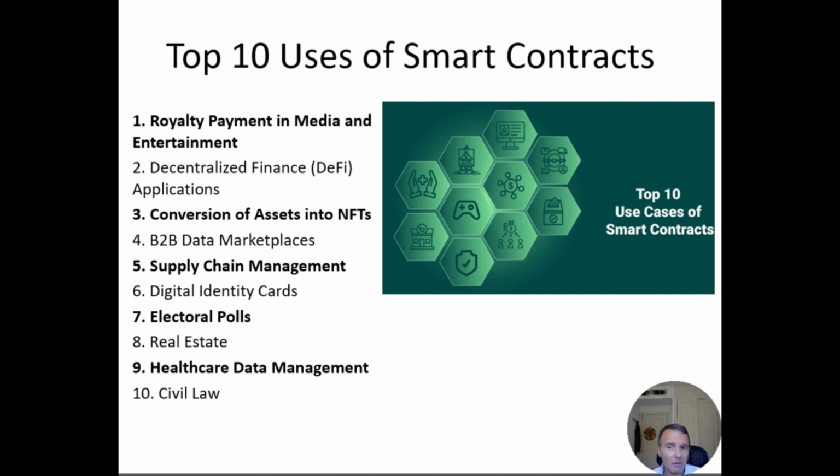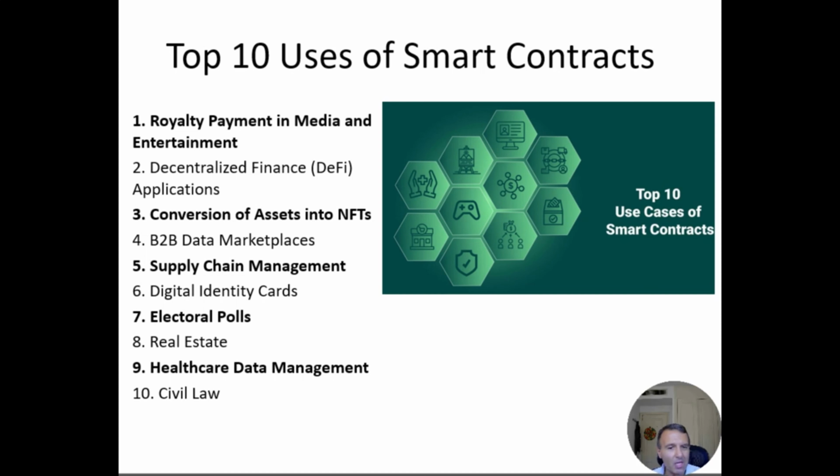Another example, in the conversion of assets into non-fungible tokens, NFTs, would be where an artist creates a digital painting and mints it as an NFT on a blockchain. The smart contract at that point would manage the sale, the transfer of ownership, and any future resale royalties automatically.